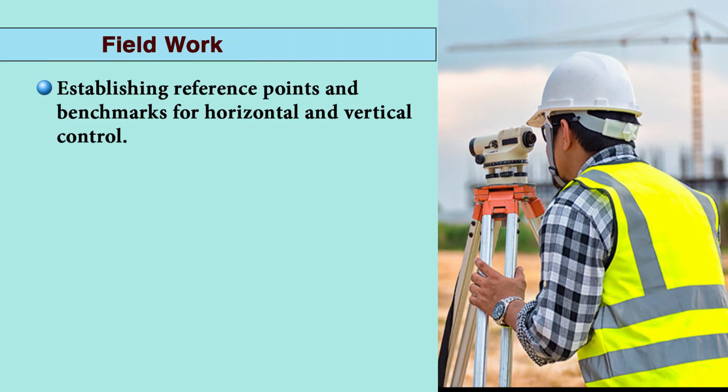Field work, as the name suggests, is operation performed in the field. It involves measuring angles and distances, and preparing detailed field notes. There are some key operations performed in the field. What are those? Let us discuss. Establishing reference points and benchmark for horizontal and vertical control. What is the meaning of horizontal and vertical control?